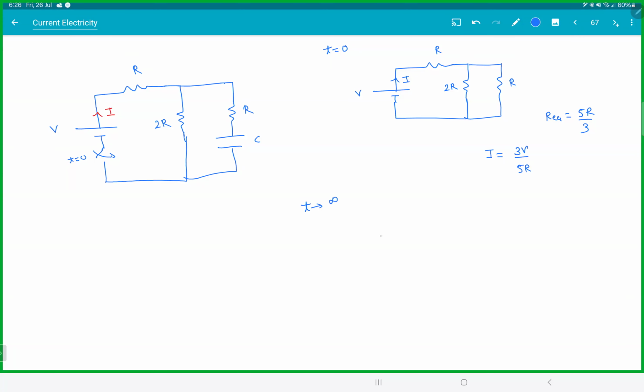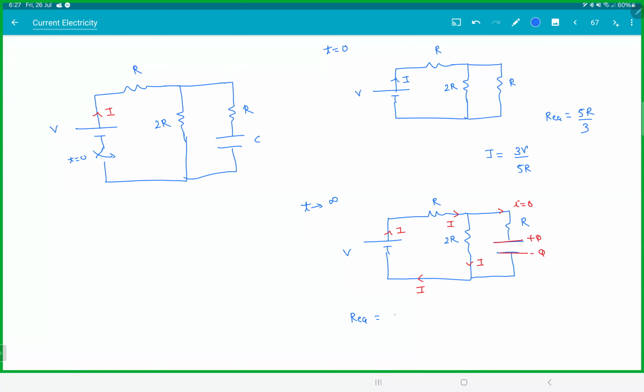Now at t infinity, whatever current you send here, I, all of it will go through this branch. So in this branch, the current is 0, but remember there's a charge on the capacitor. Current is not there on the branch, but there's a charge. So here R equivalent would be 3R. The current I would be V by 3R. Current only flows in that branch.